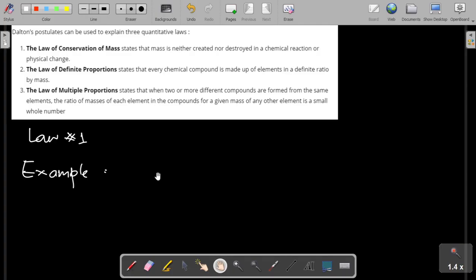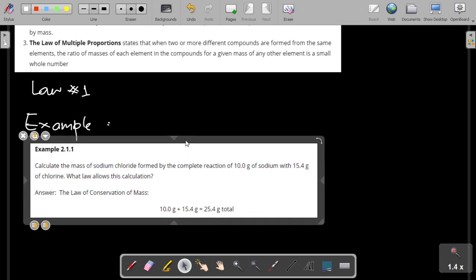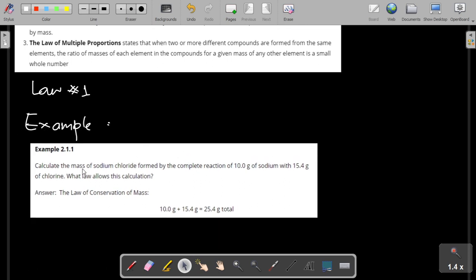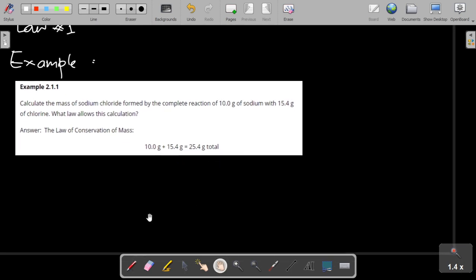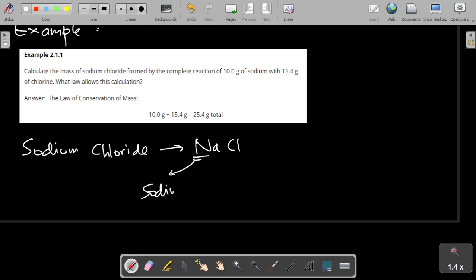Okay, so I have this here. Calculate the mass of sodium chloride. Sodium chloride has the chemical formula NaCl. So this is sodium and this is chloride.